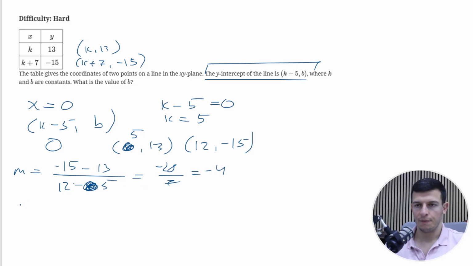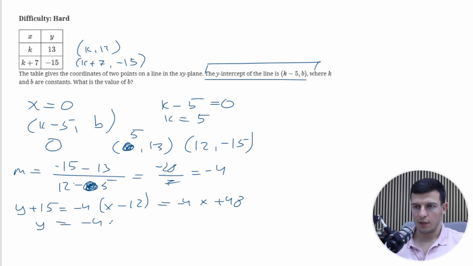That's my slope. Now I can say slope-intercept form, y plus 15, I use the second point, equal to negative 4 times x minus 12, which is negative 4x plus 48. So y is going to be equal to negative 4x plus 48 minus 15, and that's going to be 33. So what is the value of b? The value of b is going to be 33.